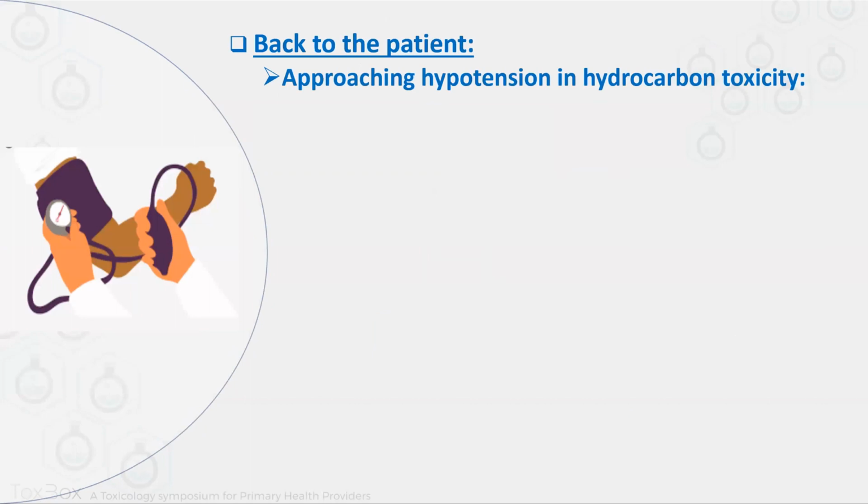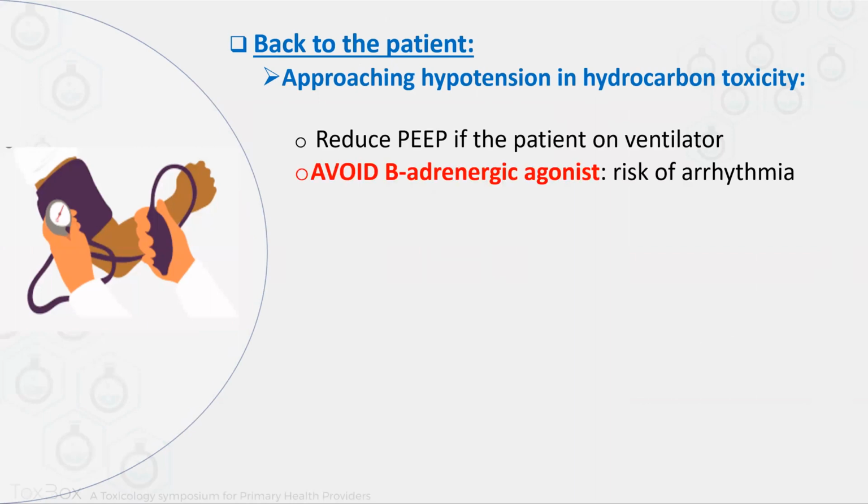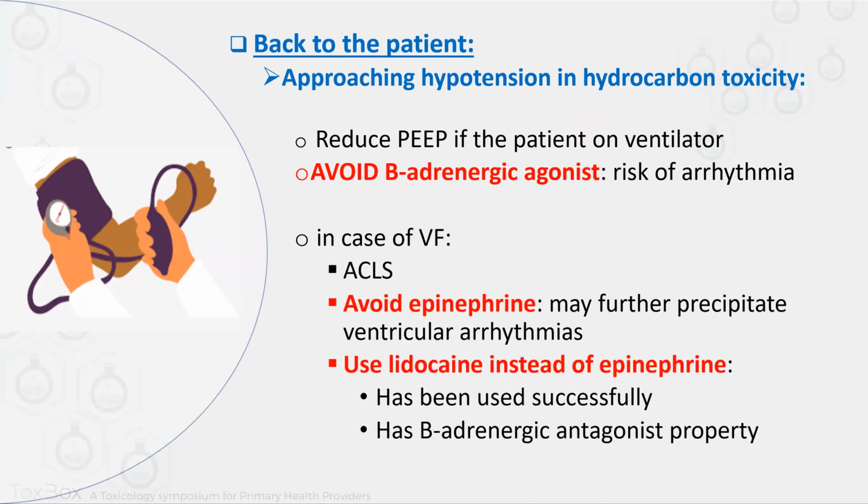So back to the patient. How will you approach him if he develops hypotension? In a worst scenario, if the patient develops hypotension, how do you approach those patients? If he is initially on NIV, reduce the PEEP because it reduces the venous return of blood. And you should avoid beta agonist medication because it increases the risk of arrhythmia. I mean by this, you need to avoid epinephrine. So in case the patient goes into VF, for example, just follow your ACLS, but avoid the beta adrenergic agonist. Avoid epinephrine and use lidocaine instead of epinephrine. And this has been used successfully and proved by evidence.